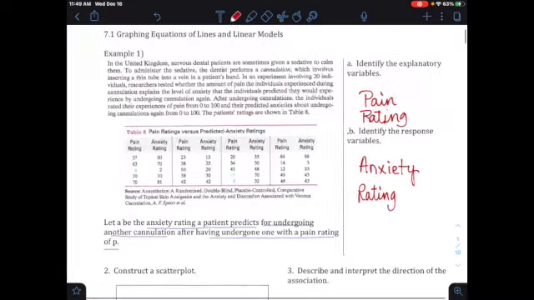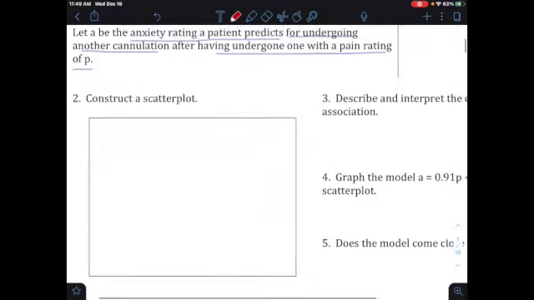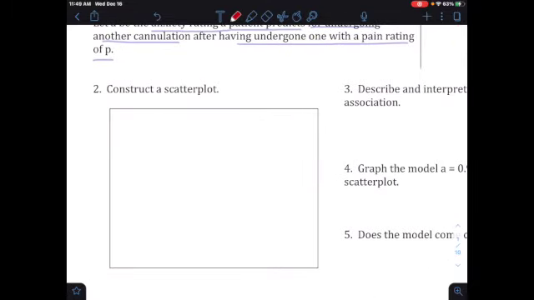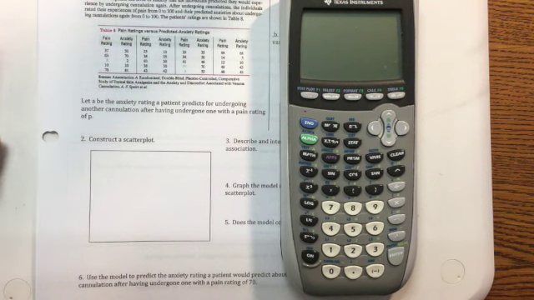We are going to do the construct a scatter plot. Now, to construct a scatter plot, I'm going to put it in the calculator for you. There's a calculator corresponding to it. Hi guys, I just want to make sure that we double check that we can understand how to enter a scatter plot into your calculator.